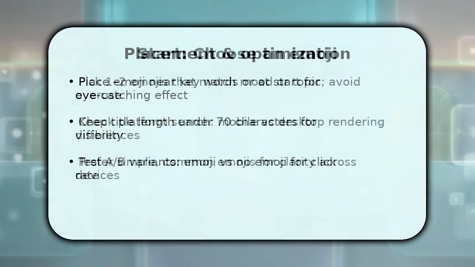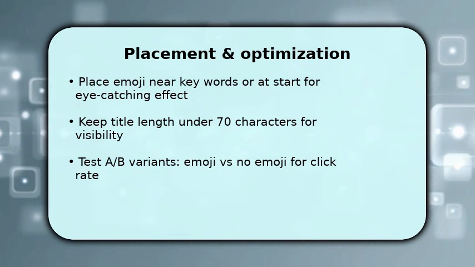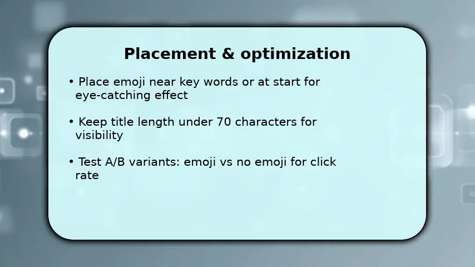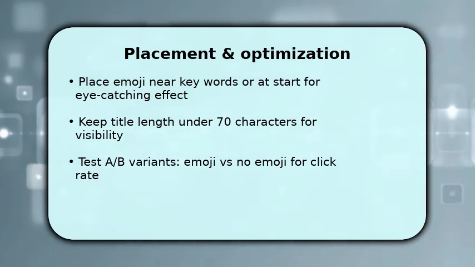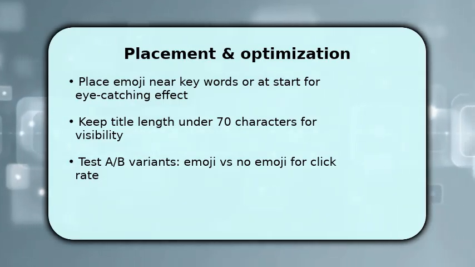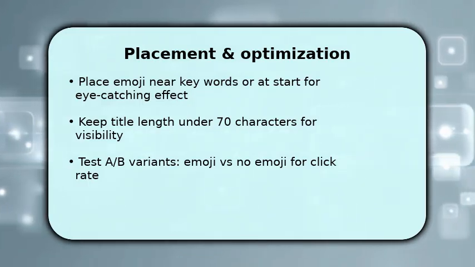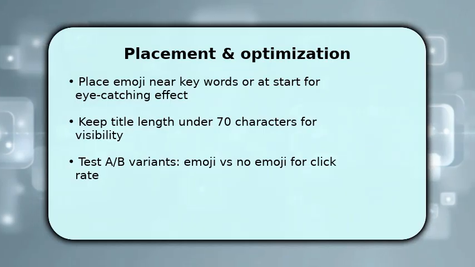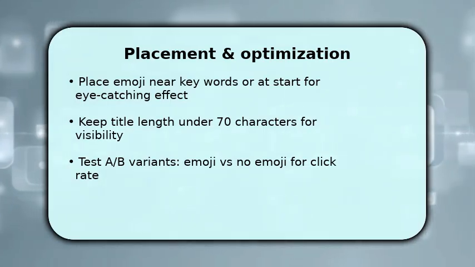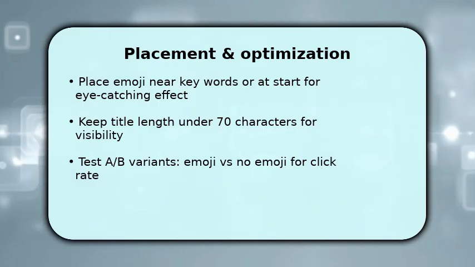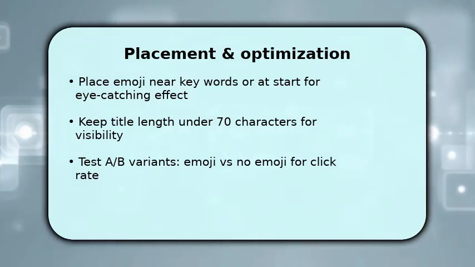Now decide where to put the emoji so it helps, not hurts. Place it adjacent to the most important word, or at the start if you want instant attention, and avoid multiple emojis that dilute meaning. Make sure your title stays under about 70 characters so thumbnails and search snippets don't cut off. Once done, create two variants, one with emoji and one without, and track CTR over a few days to see which drives more clicks.